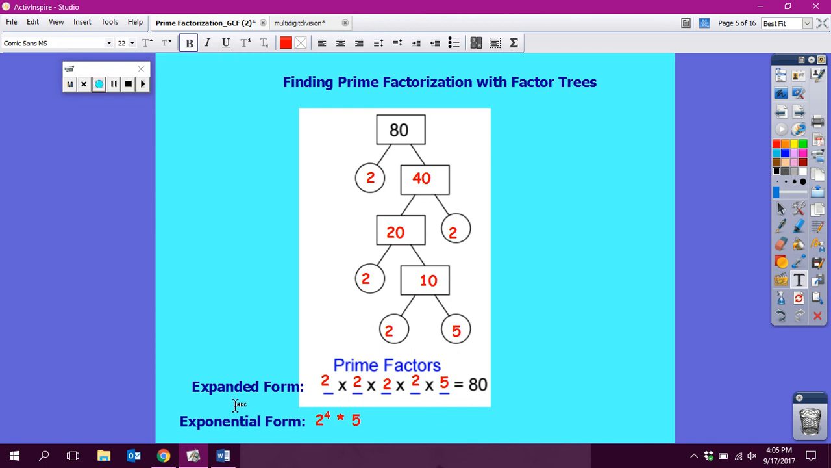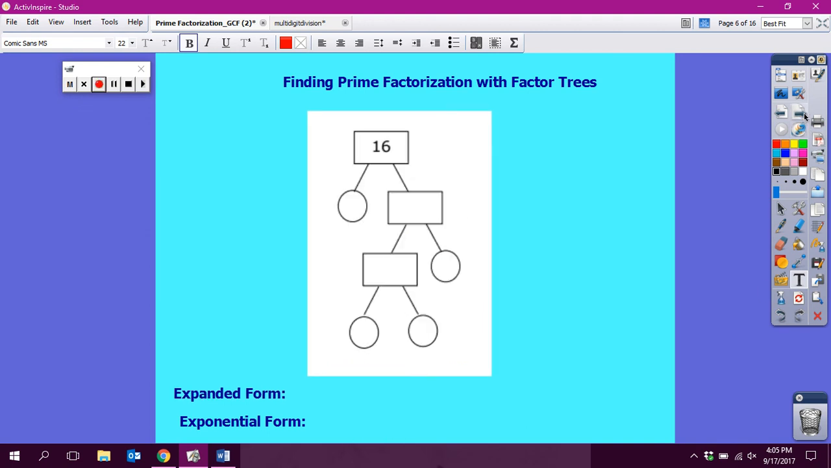Okay, so this is expanded. That means it's written all the way out. Everything is listed. With exponential form, you're shortening it. You're trying to make it more compact. Okay, so let's do another one.